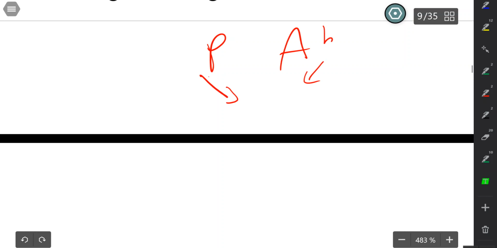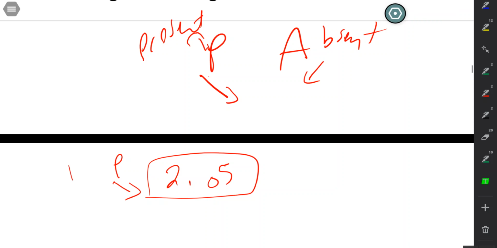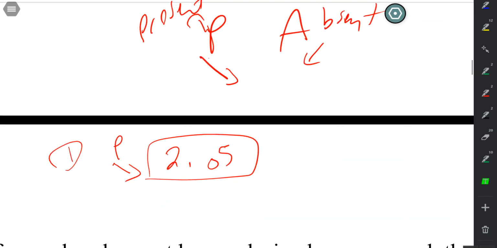A number that has an absent decimal does not have a decimal, and a number that has a present decimal does have a decimal. So let's take, for example, 2.05. This number obviously does have a decimal. So according to the PA rule, I will approach this number from the left side. Okay, that's your first step. Approach the number from the left.